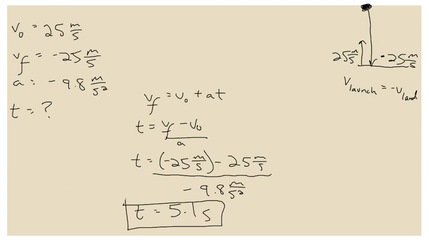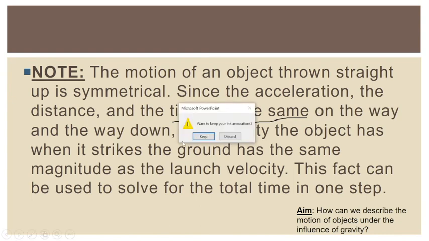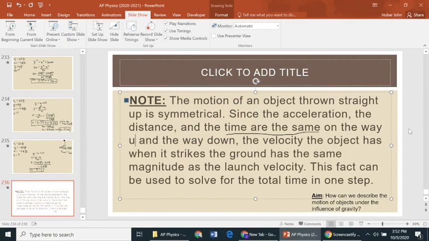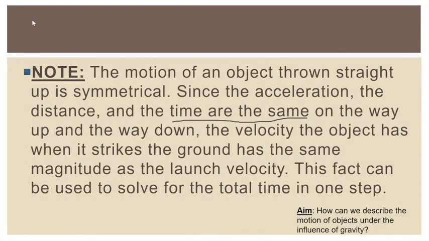But that's it. This point is very, very important to realize. The motion of an object thrown straight up is symmetrical. Since the acceleration, the distance, and the time are the same on the way up and the way down, the velocity the object has when it strikes the ground has the same magnitude as the launch velocity.